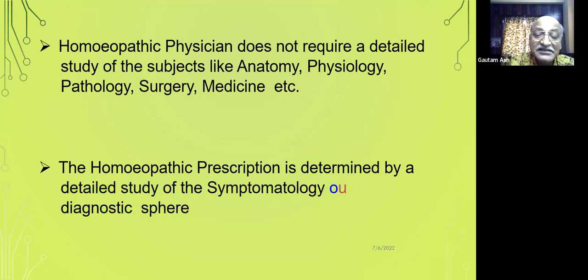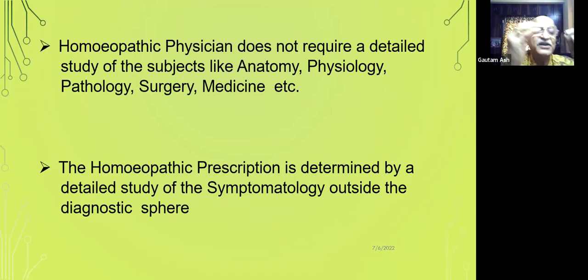A homeopathic physician does not require a detailed study of subjects like anatomy, physiology, pathology, surgery, medicine, etc. Why is it like this? Why are people thinking like this? People think like this because homeopathic doctors are mainly taking the case and prescribing the medicines without doing much investigation, without examining the patient. So it is a misnomer, this misconception. The common public understands that only symptomatology is enough for a homeopath to prescribe a medicine. What type of food do you prefer? Whether the patient is hot or chilly, or how is the stool? Just by asking some symptoms, they are prescribing the medicine.